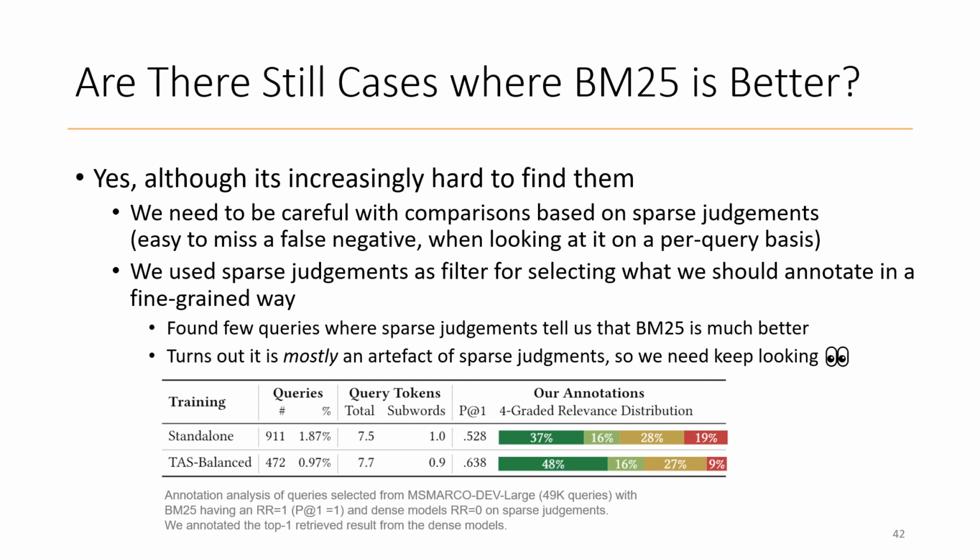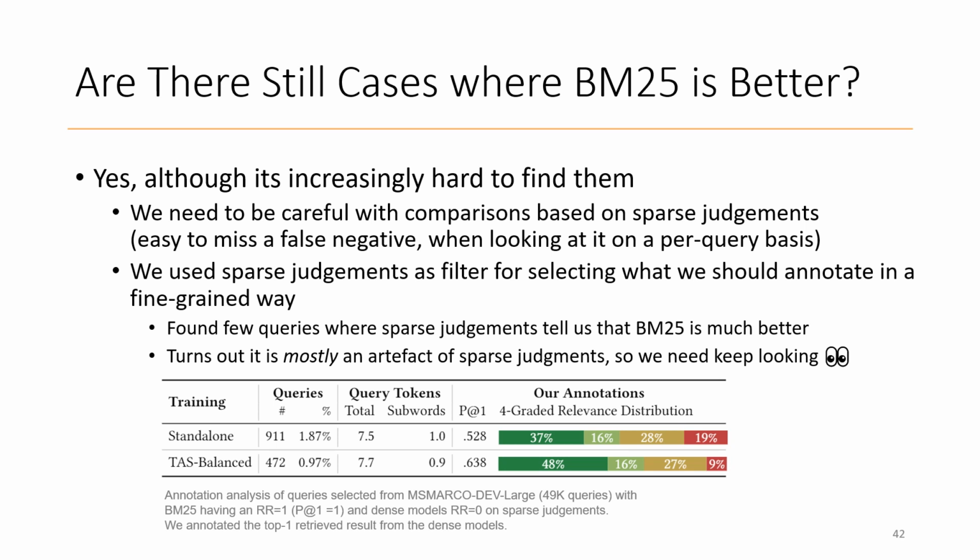And then we went ahead and re-annotated the first retrieved passage from the dense retrieval models to see if the problem is in the sparse judgments or if those queries are actually harder for dense retrieval than BM25. And it turns out, okay, we start off, the number of queries is very small. So we have 2 to 1% of all test queries we looked at matched to the case where BM25 is vastly better in the sparse judgments.